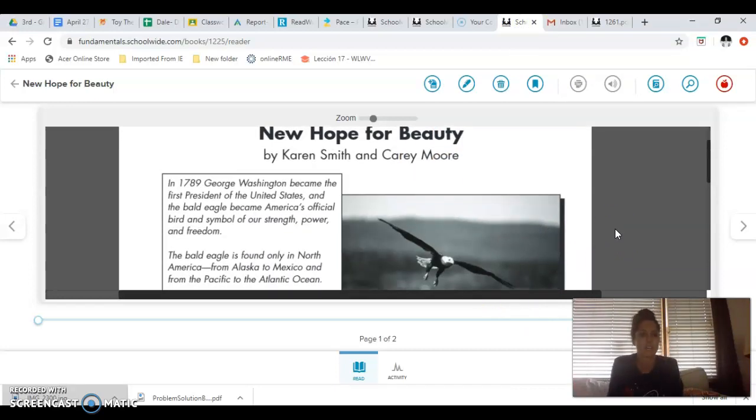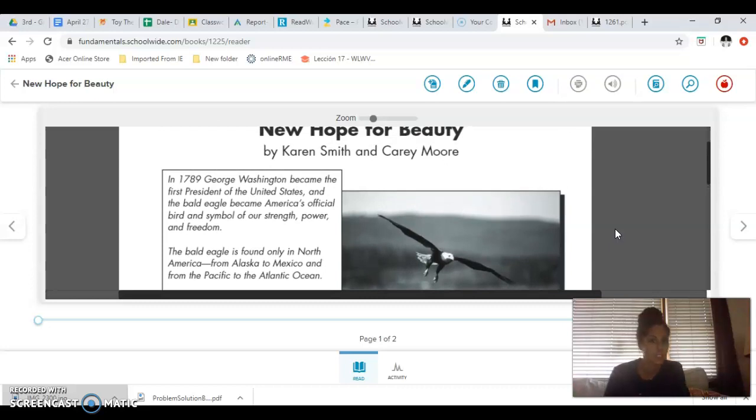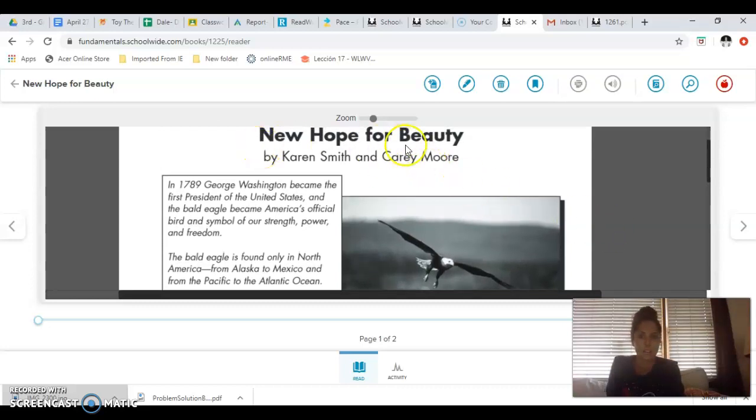So the nonfiction passage I'm reading today is a true story called New Hope for Beauty by Karen Smith and Carrie Moore. So the first thing I noticed in this is the nonfiction text features, right? Like the title is in bold, and then we have some italic writing here and a photograph. So I'm going to first read what is in this box.